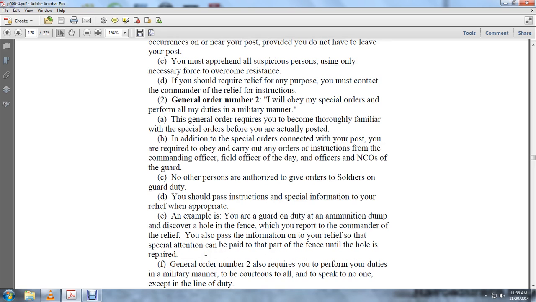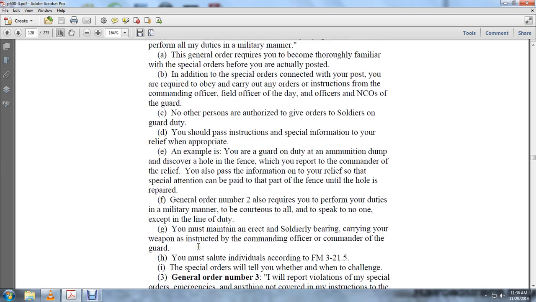General Order Number 2 also requires you to perform your duties in a military manner, to be courteous to all, and to speak to no one except in the line of duty. You must maintain an erect military bearing while carrying your weapon, as instructed by the commanding officer of the guard. You must salute individuals according to Field Manual 3-21.5. Special orders will tell you when to challenge.